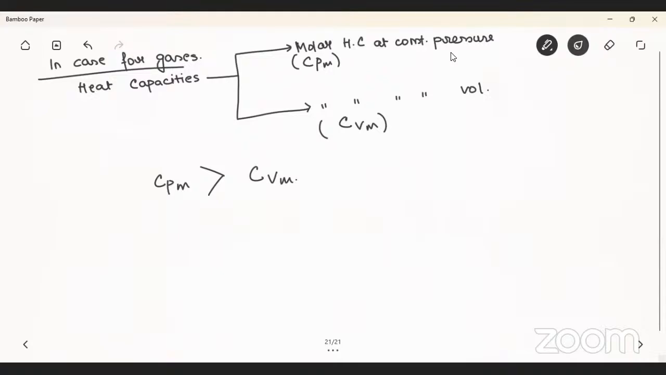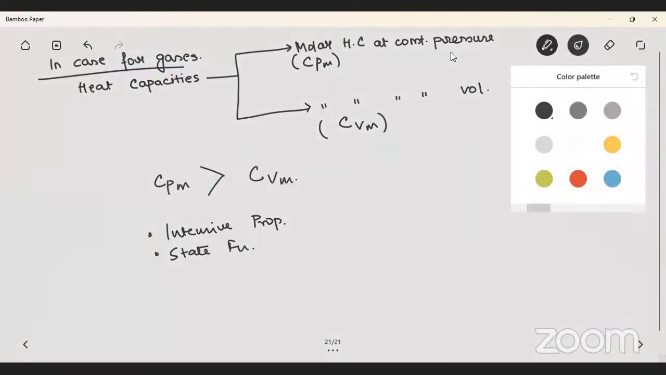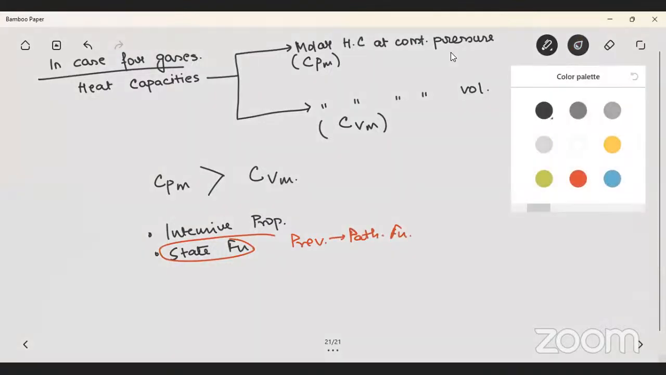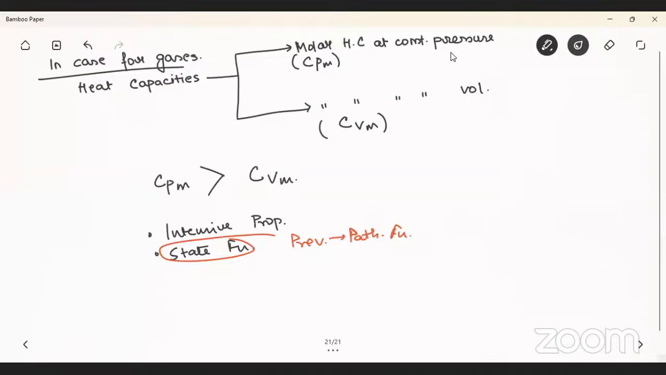It is an intensive property and also a state function. So that's all, and state function. Remember, those were the path function. Here it is state function. So what is the difference here? Those were the path functions, previously. But here, this is a state function. Okay. So this is the standard thing we have to notice.